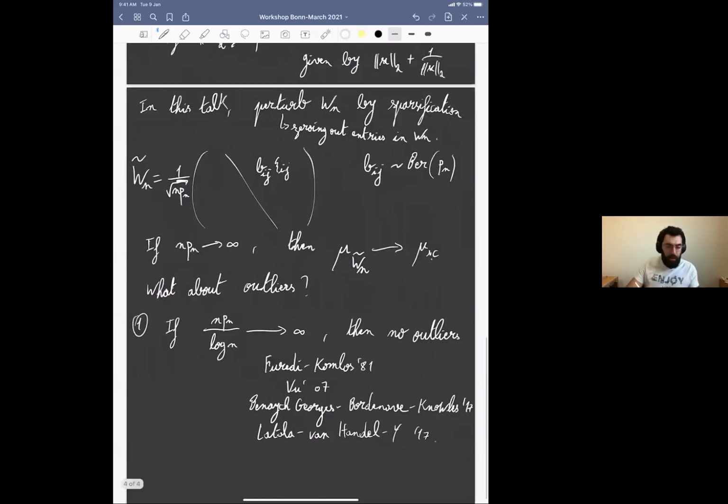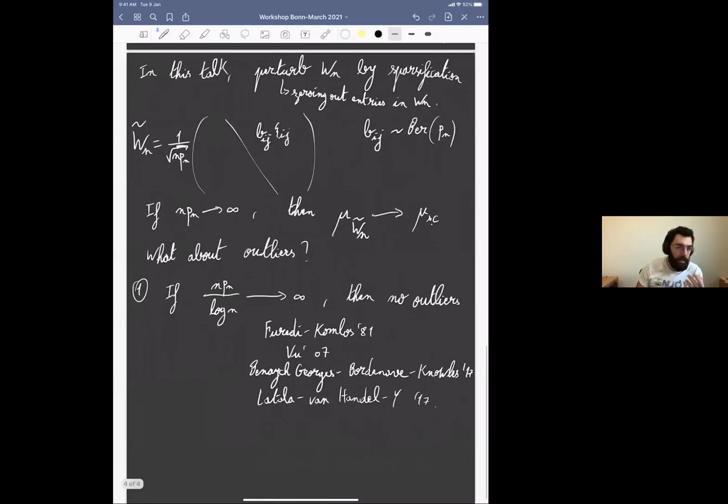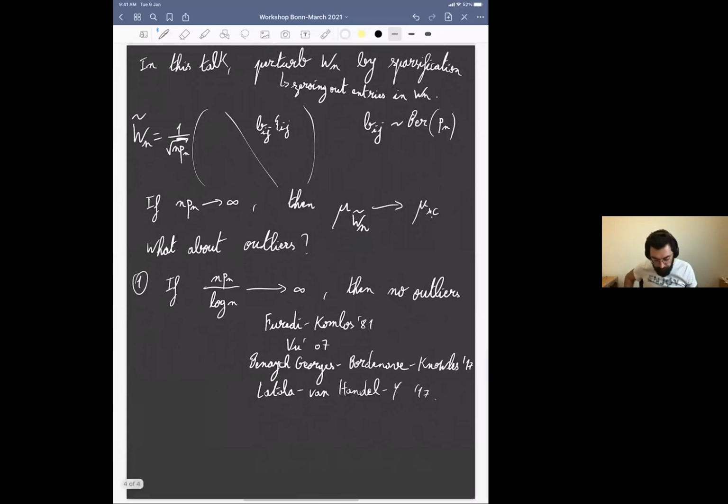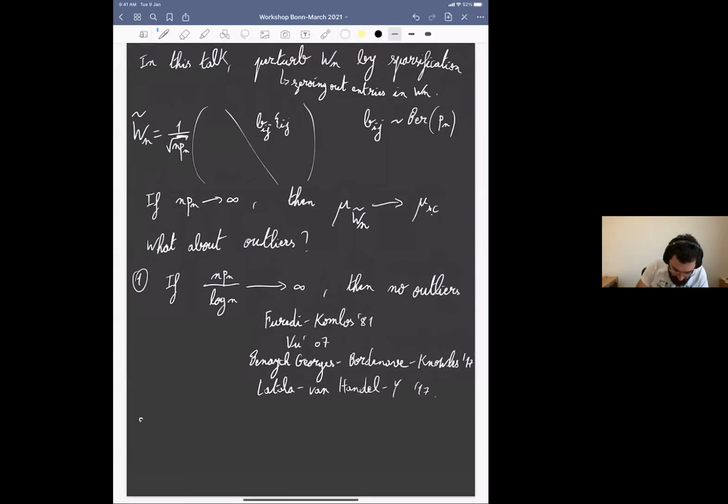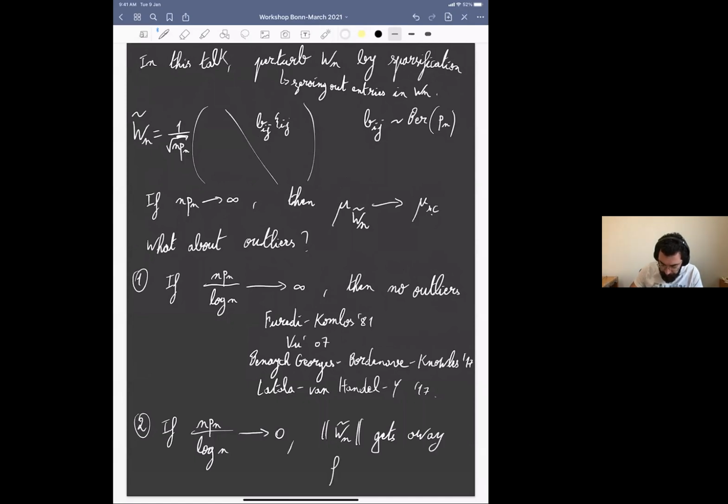Each was covering some range, some speed of convergence of np_n over log n. So Füredi and Komlós was np_n bigger than log to the power 8, then log to the power 4, and then the optimal order in the last two. And if np_n over log n goes to 0, then you start having outliers, and so the norm of W tilde n gets away from 2.